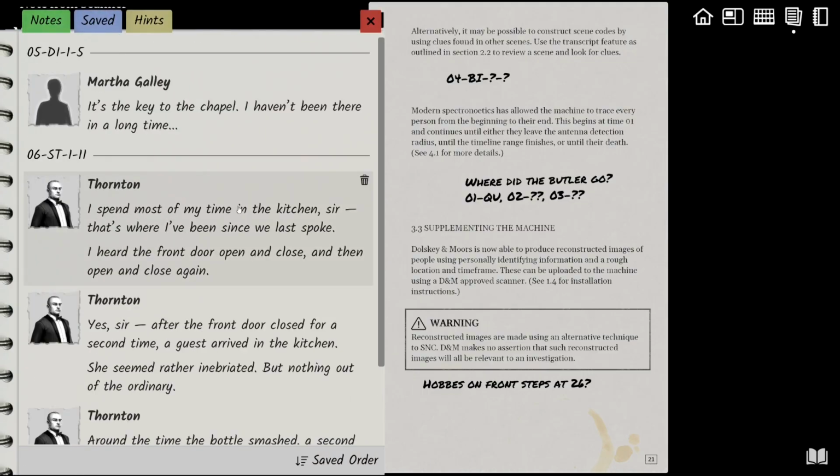I spent most of my time in the kitchen. That's where I've been since we last spoke. In the second scene, he was in the kitchen. I heard the front door open and close and then open and close again.